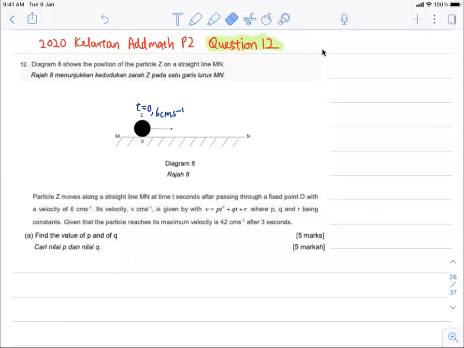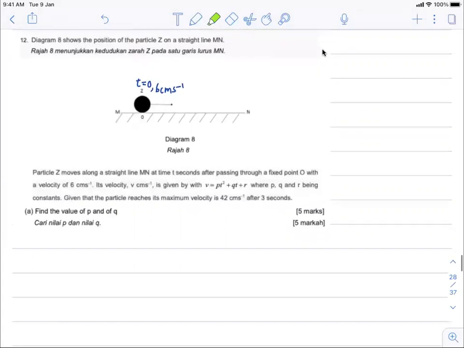In this video, I will explain 2020 Kelantan Addmath Paper 2, question 12. So in this question, it gives us a particle which moves along a straight line MN. It told us that it passed through a fixed point O. Usually at fixed point O, the time is equal to 0. And then at fixed point O, time equal to 0, velocity is 6. Can write here t equal to 0, v equal to 6.